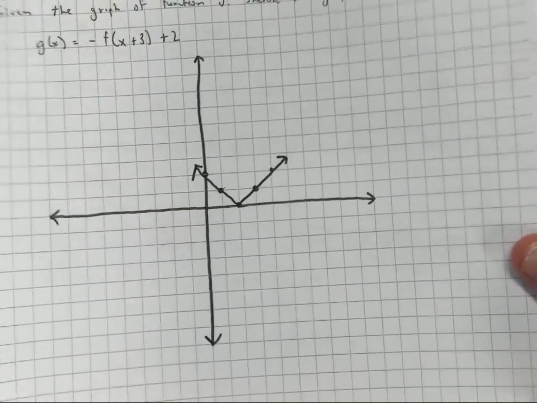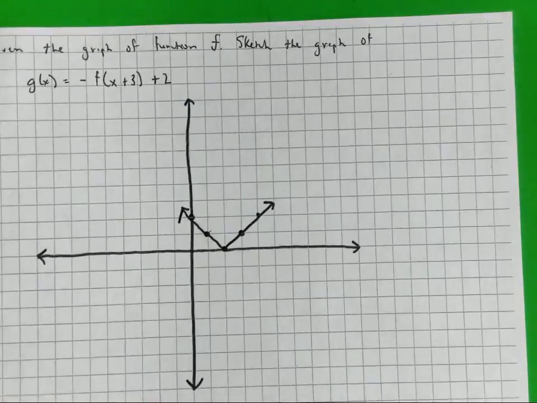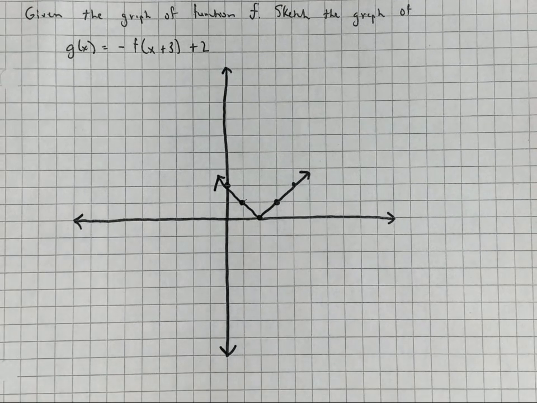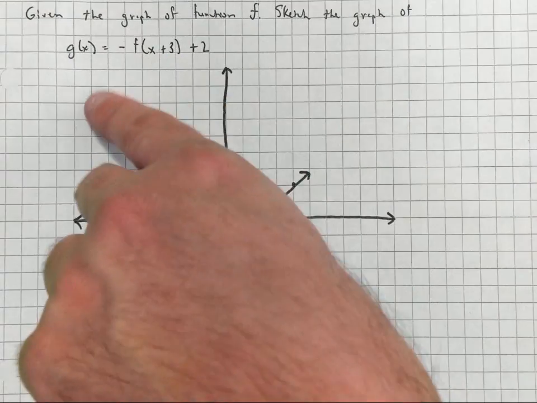This is what your third short answer question looks like. Very similar to this. It says, given this graph of this function f, sketch the graph, and here's what they want you to apply for.